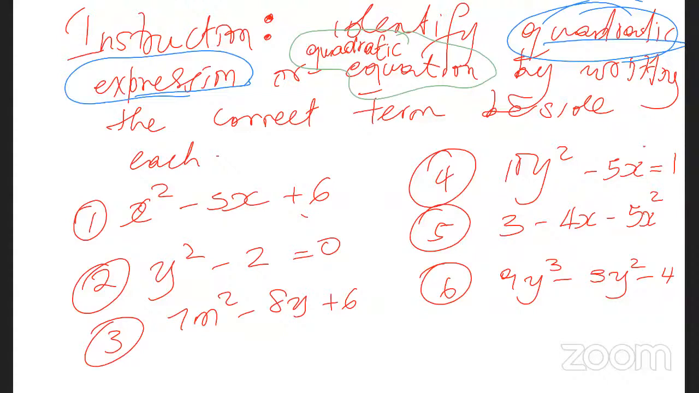All right, so x squared minus 5x plus 6. Why is it not a quadratic equation? Because there's no equal sign. Same with number 3. So we're going to use blue for quadratic expression and green for quadratic equation.